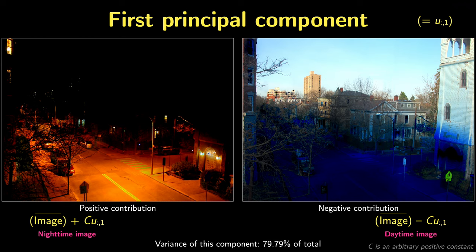And it's worth noting that the signs of the principal components don't matter, and we saw this when we looked at how the SVD was calculated. So here the positive and negative contributions could easily be flipped around. And the variance in this component is about 80% of the total variance. And this makes sense because we know that this transition from daytime to nighttime is really the main thing that we see in the images.